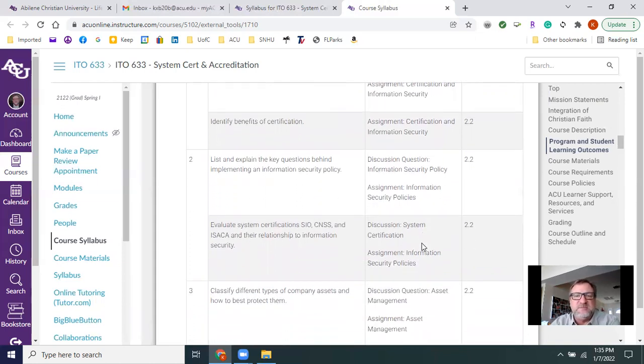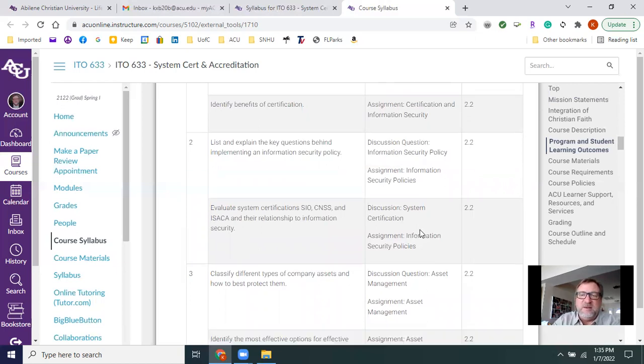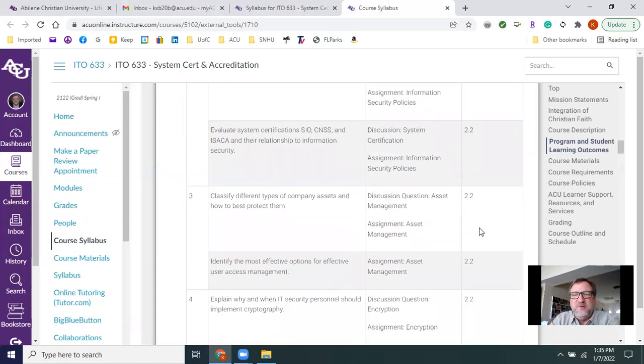In week two, we'll list and explain the key questions behind implementing the information security policy. The discussion will focus on information security policy, and of course, we'll have information security policies as an assignment. We have to have good policies to provide good security for our organization. We'll evaluate system certifications and their relationship to information security. And so we'll discuss those system certifications, and the assignment will focus on information security policies.